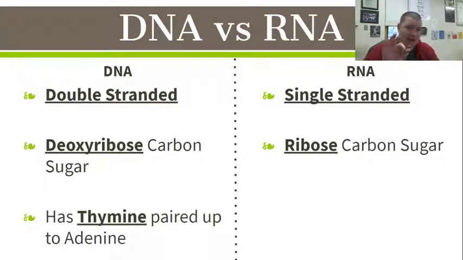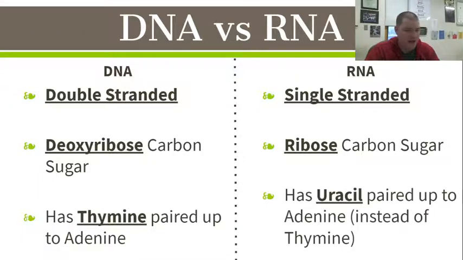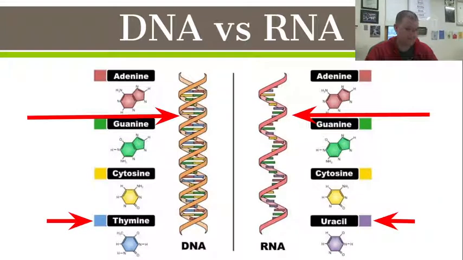We talked about a nucleotide has 3 bits to it. One of those parts is going to be different. And then it also has a new nitrogen base. It has what is called uracil. Usually we represent it as a U, paired up to an adenine instead of thymine. So we have a new nitrogen base added to it as well. Thymines do not exist for RNA, just like uracil didn't exist for DNA.